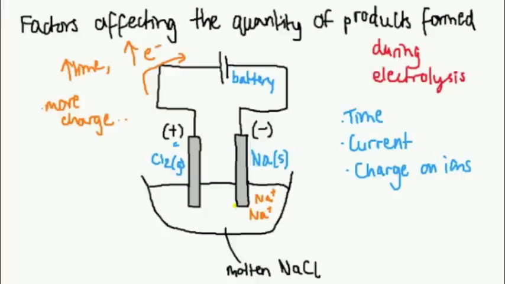So here at the negative electrode we'll have sodium ions, which will form sodium. So if more electrons flow through, then sodium ions are able to react with more electrons to form sodium metal, and so a greater amount of sodium metal will be formed.